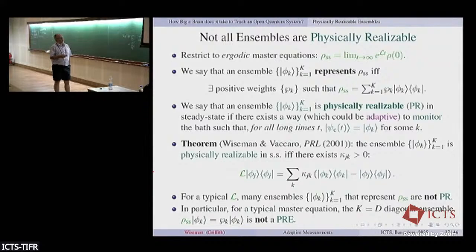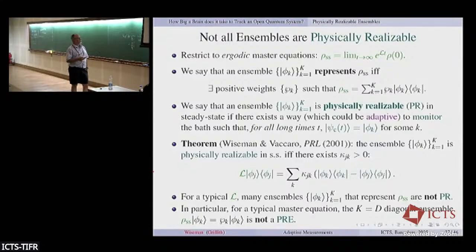Okay, so this is really nice. It says this is an if and only if condition, right? If I can find positive rates such that this equation is satisfied, then I know that there is some way that I can physically realize this ensemble. It may have to be adaptive, but I don't need to get into those details. I just know that it is possible. And it is certainly the case that in general it does have to be adaptive.